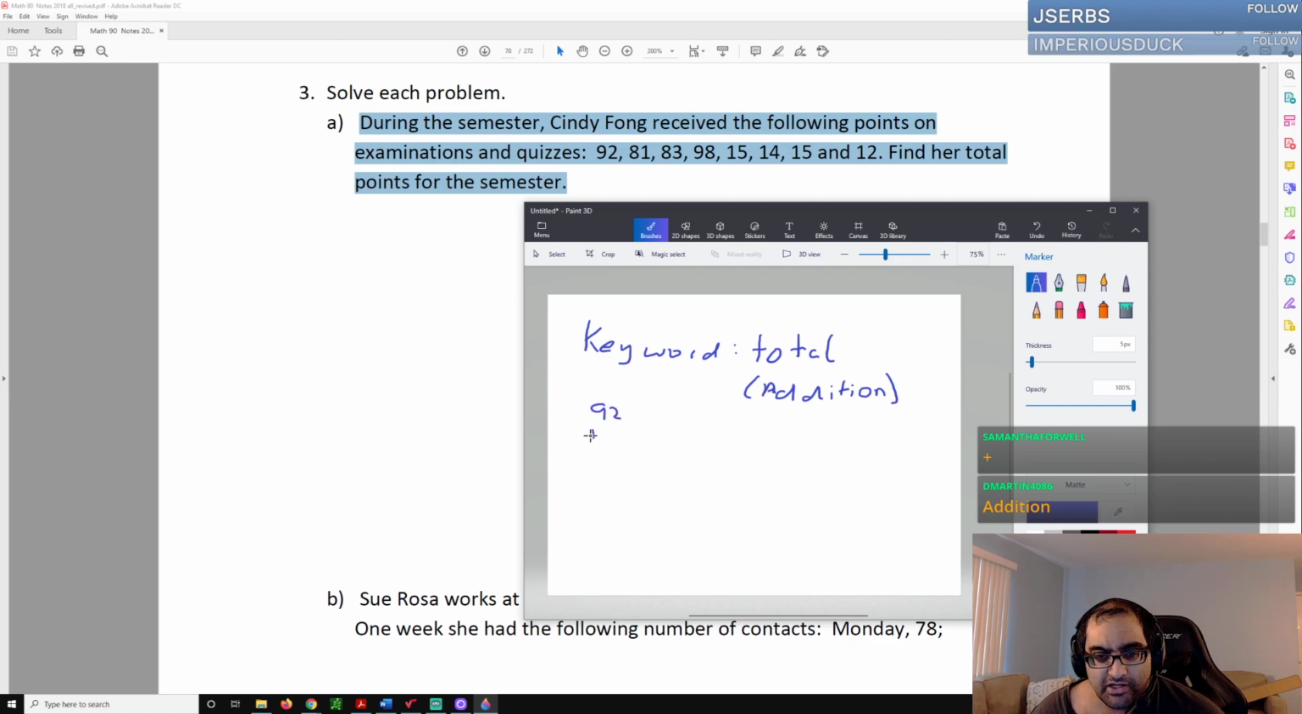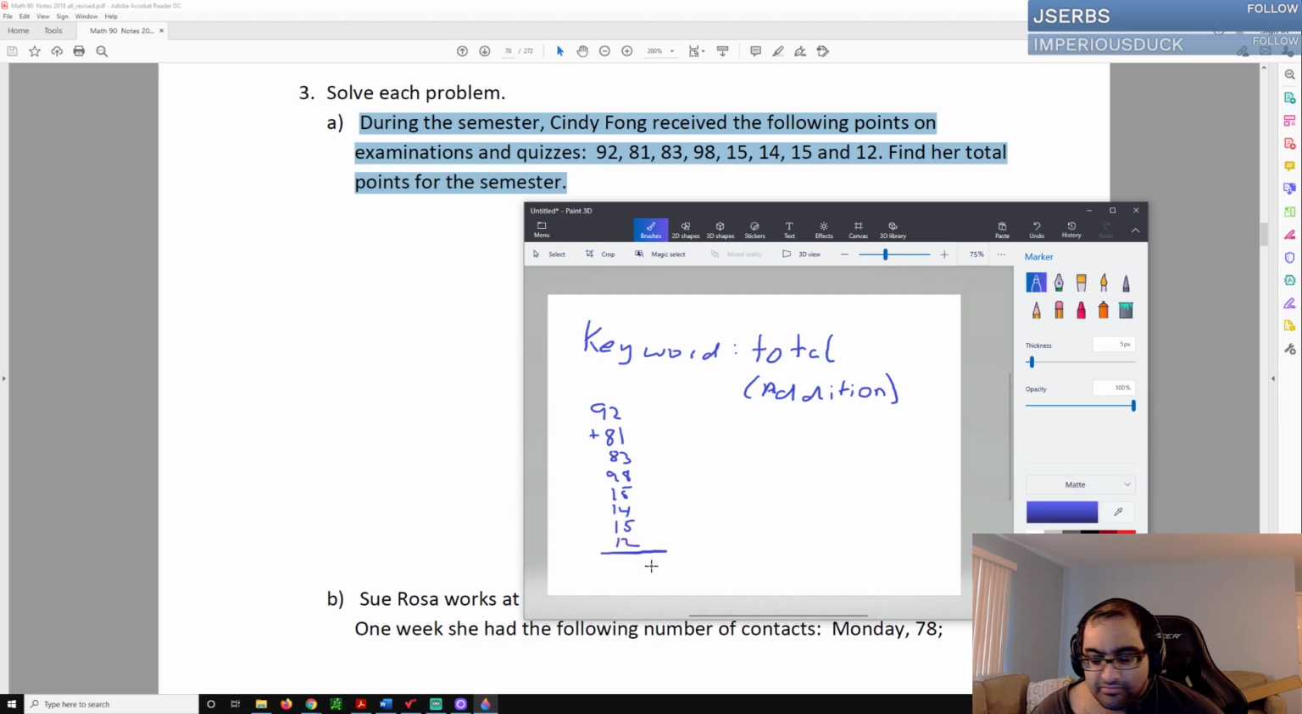So we get 92, 81, 83, 98, 15, 14, 15, and 12. Okay, and we're going to add all those up together. So let's go ahead and see what we get here.